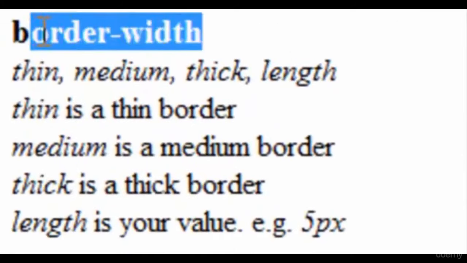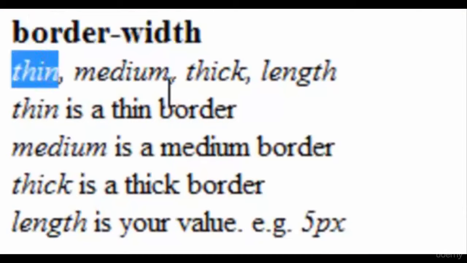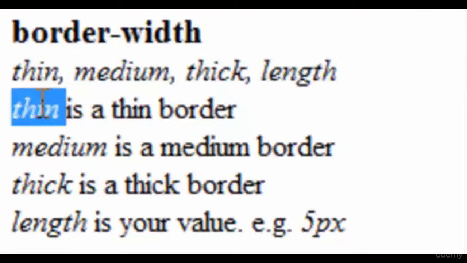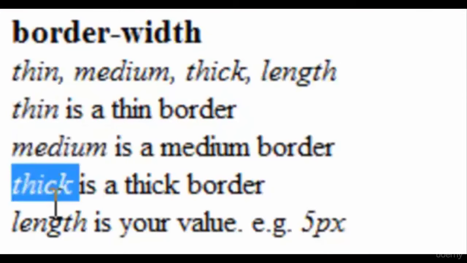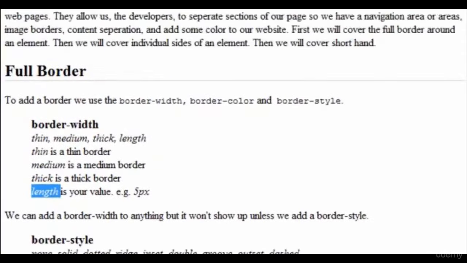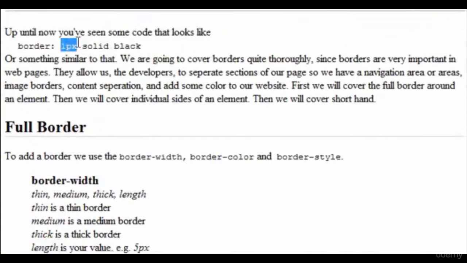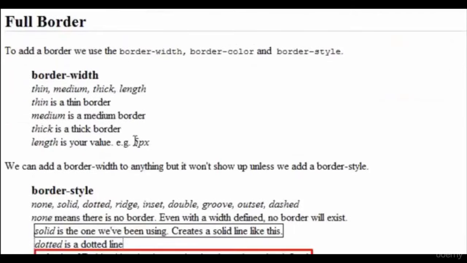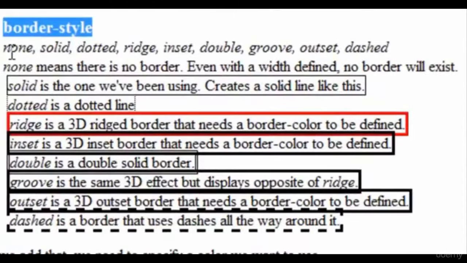First, we have border width, and that accepts thin, medium, or thick, or your custom length. So thin is a thin border, medium is a medium border, thick is a thick border, and length is your border. You quite often see in my examples that I use 1 pixel, and that's what my length would be. Now we can add a border width to pretty much anything, and it's not going to show up unless we actually have a border style. So let's look at border style.